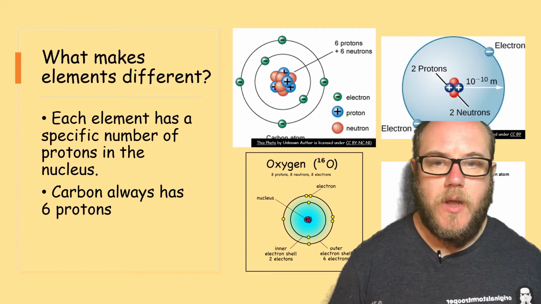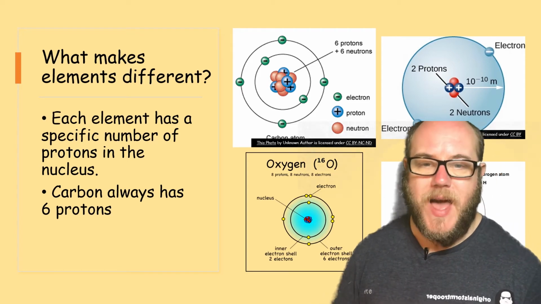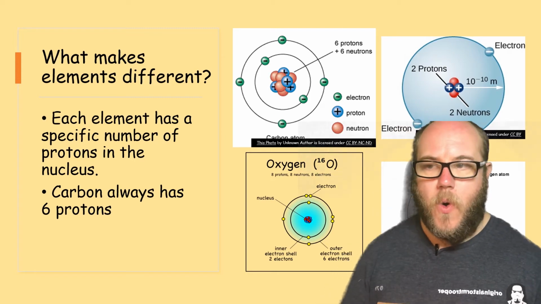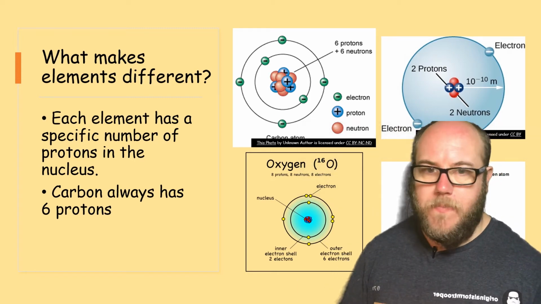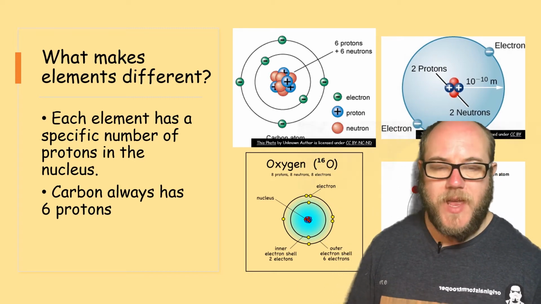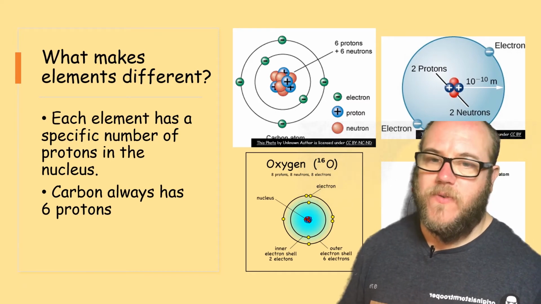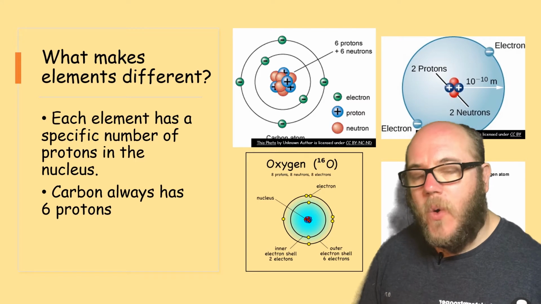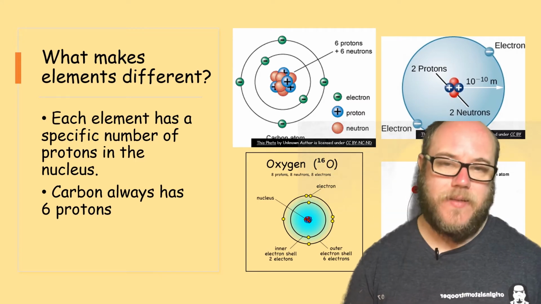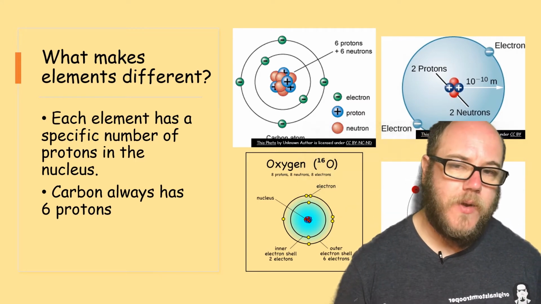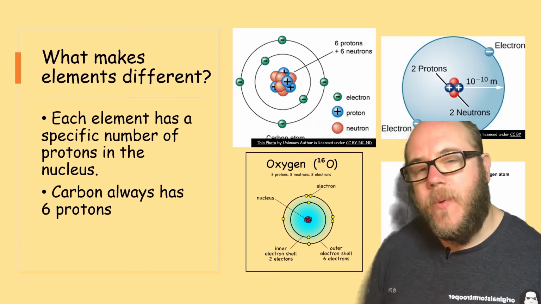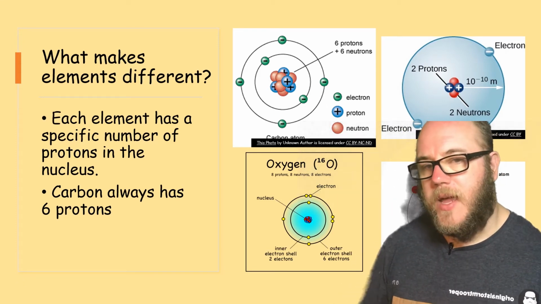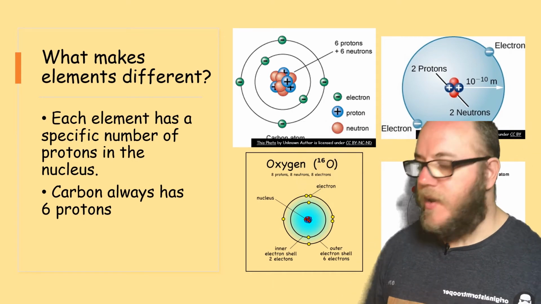So carbon, no matter what type of carbon you have, whether it be diamond or graphite or a nanotube or a buckyball, these are all things made of carbon. They're all things that you will find as allotropes of carbon in chemistry, but they've all got 6 protons in the nucleus. Oxygen, no matter where you find it, always has 8 protons in its nucleus. That's what makes it oxygen.